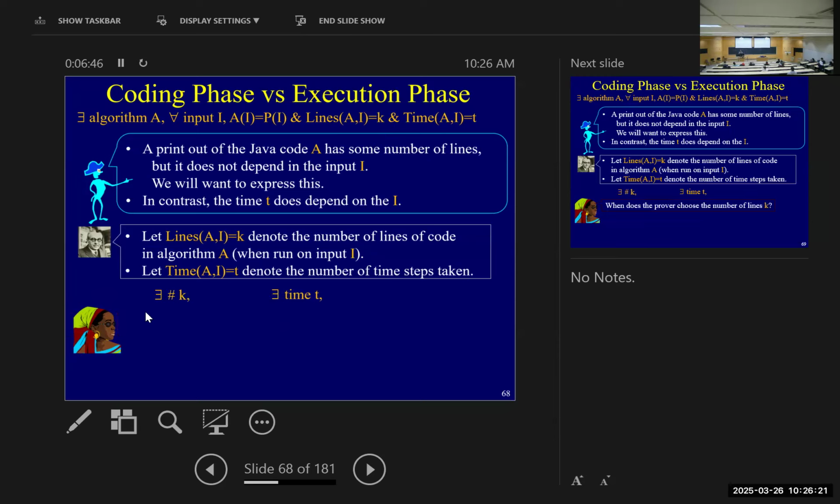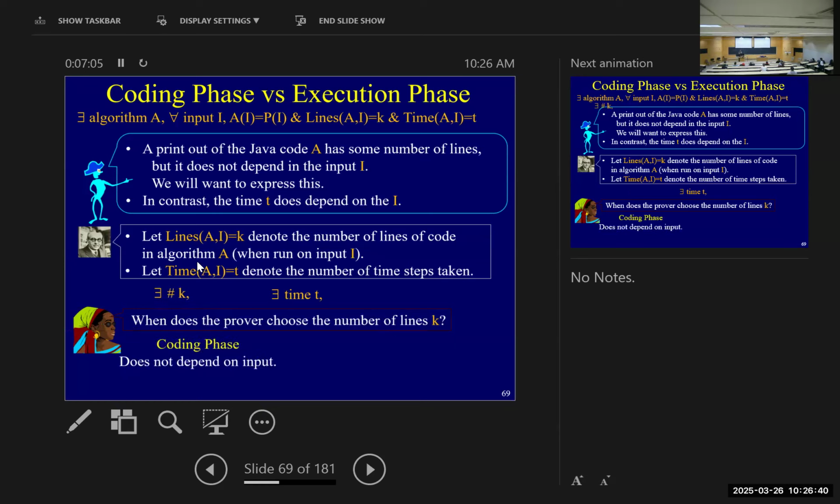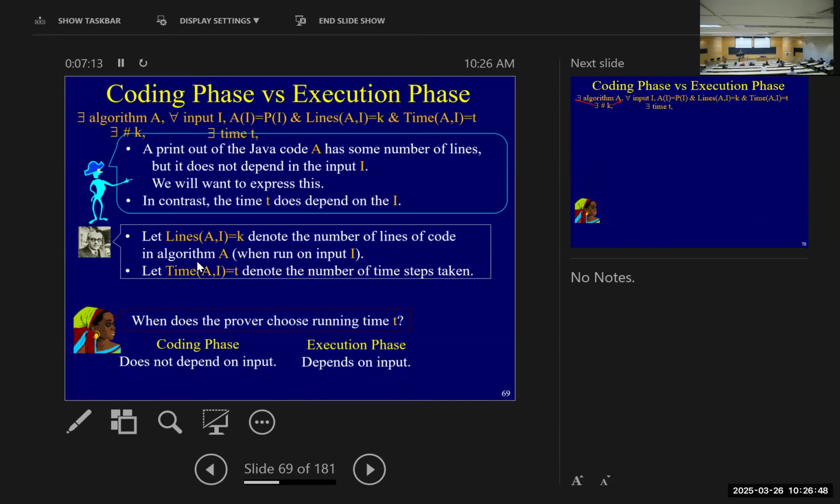And then we want to say, who does this? We get this at compile time, right? Is this part of the coding phase or the execution phase? And the K, who chooses the K? When does it happen? It's the coding phase. It doesn't depend on the input. It goes up there. Versus the T does depend on the input. It's up there, right? Yeah?